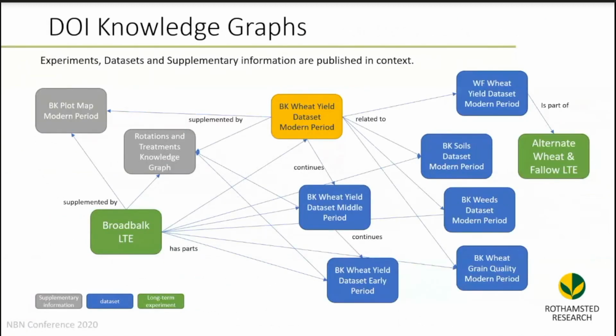And one of the other benefits of this is we can use DOIs to build what we call a knowledge graph to describe the relationships between these different resources. So on this diagram, you can see in gold we have a yield data set for wheat from the modern period. Broadbalk is split into 3 key periods. And there's a relationship between this data set and other data sets. And we can express this using the metadata.